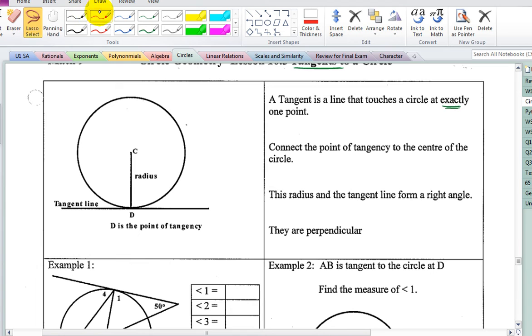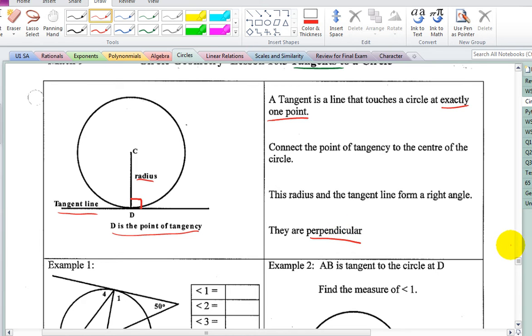Here's your radius. Tangent line is drawn. D is the point of tangency. So this is where the tangent line connects to the circle. So it touches the circle at exactly 1 point. So it's not giving it a hug, it's just barely touching it, one specific point in space, that's it. And of course they join at 90 degrees, which means they are perpendicular.